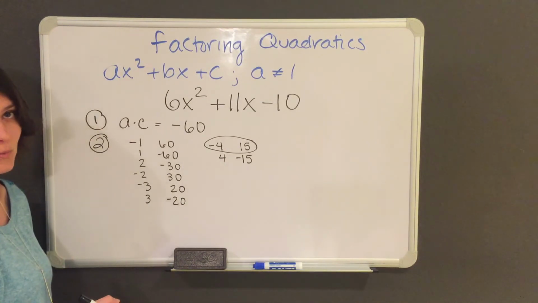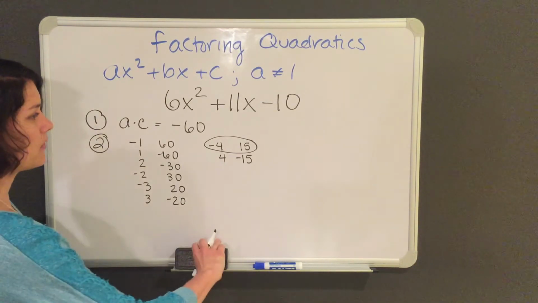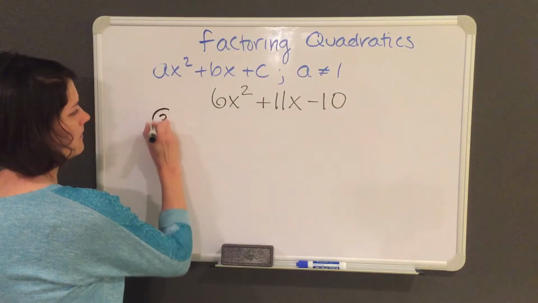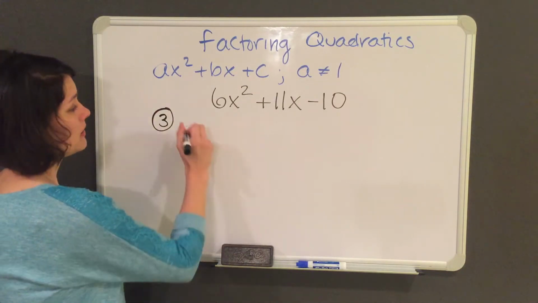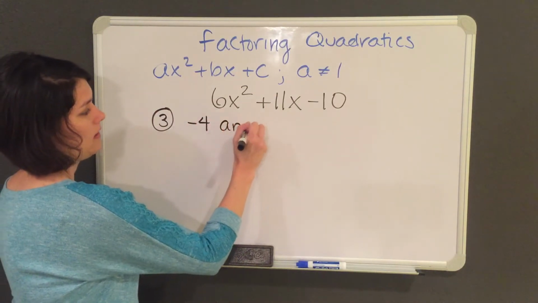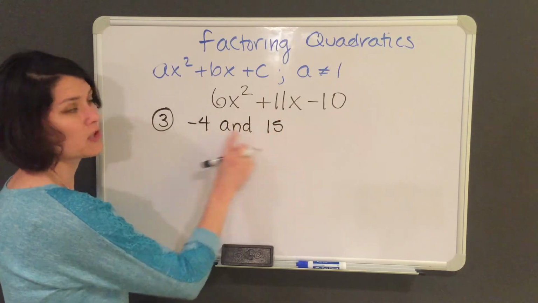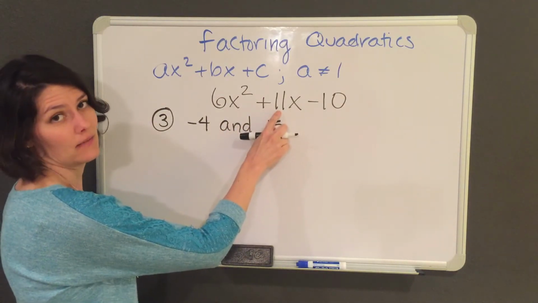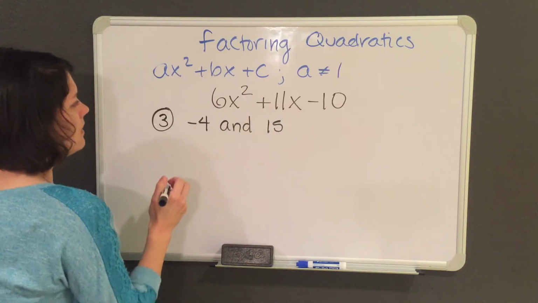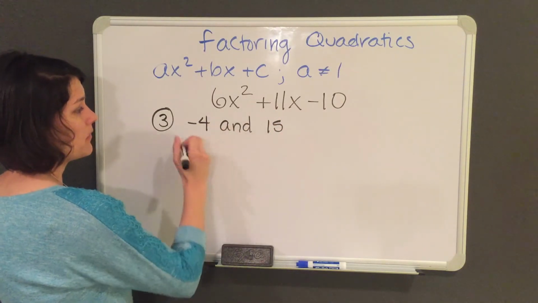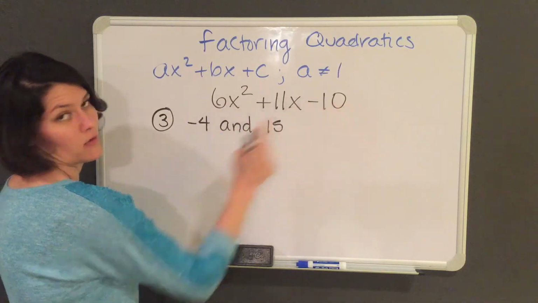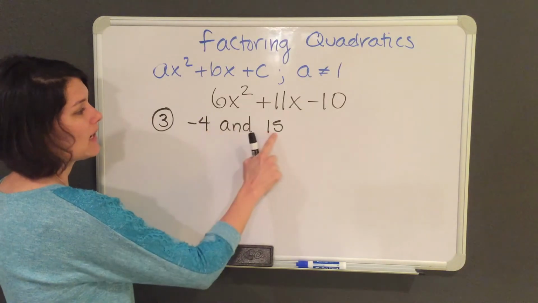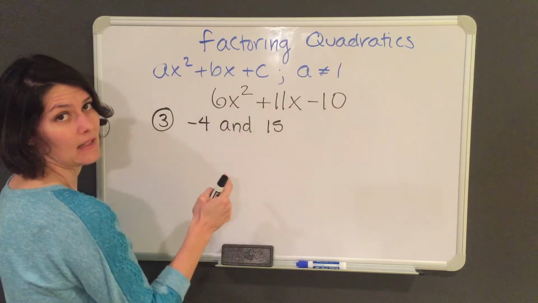Okay, so that is step 2. Let's move on to step 3. So our two factors are negative 4 and 15. And again, we chose these because both of these numbers add to be 11, our middle term. What I'm going to do on step 3 is I'm going to rewrite my quadratic. But instead of putting an 11 here, I'm going to rewrite the negative 4 and 15 in its place.